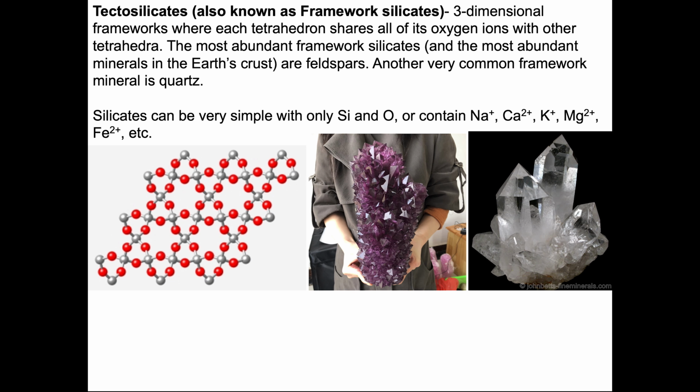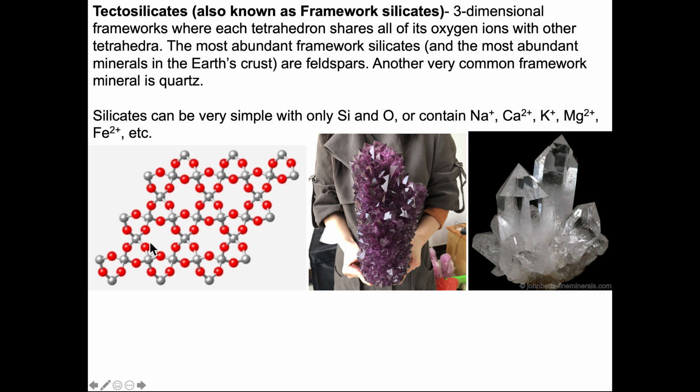Tectosilicates, also known as framework silicates, are three-dimensional frameworks where each tetrahedra shares all of its oxygen ions with other tetrahedra. The most abundant framework silicates, and therefore the most abundant minerals in the Earth's crust, are feldspars. Another very common framework mineral is the mineral quartz. These silicates can be very simple with only silicon and oxygen, or they can contain varying amounts of sodium, calcium, potassium, magnesium, iron, titanium, etc.